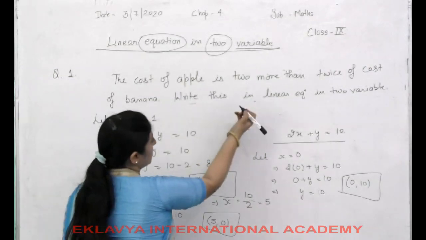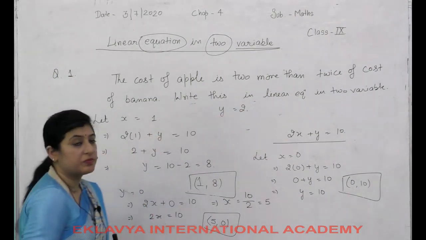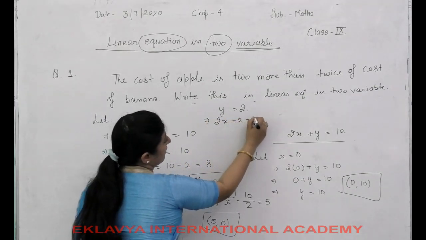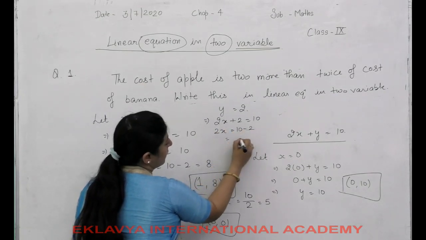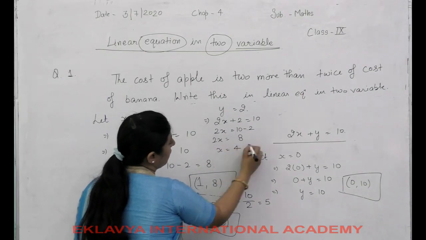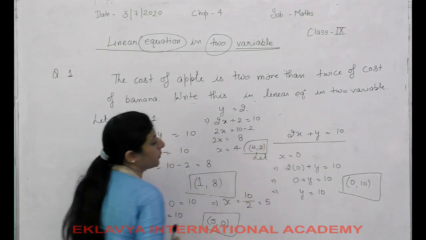Now for the fourth solution, we can take any value. Suppose I take y is equal to 2. It becomes 2x plus 2 is equal to 10. 2x is equal to 10 minus 2. 2x is equal to 8. X is equal to 4. Then our solution is 4, 2.